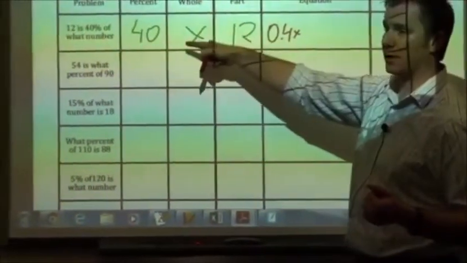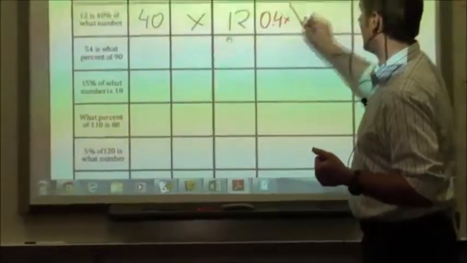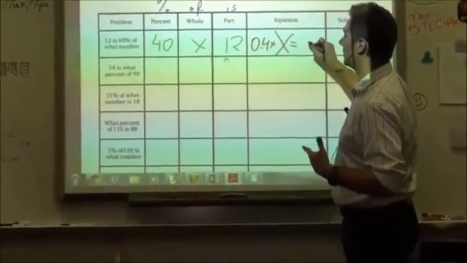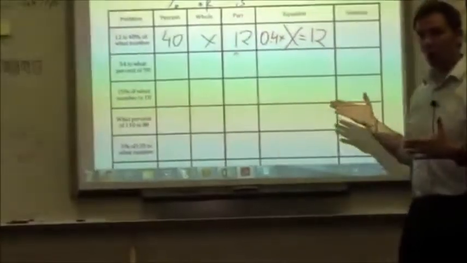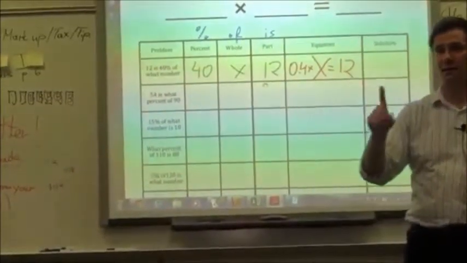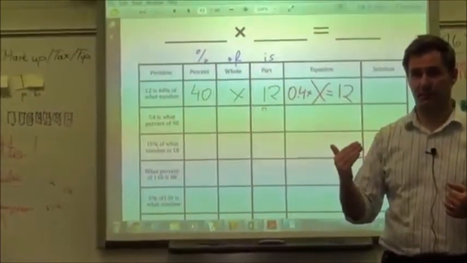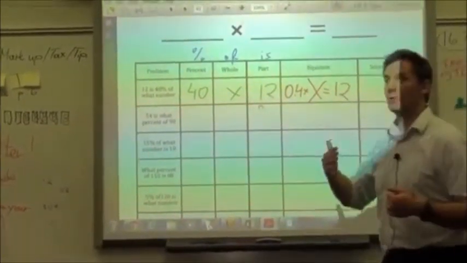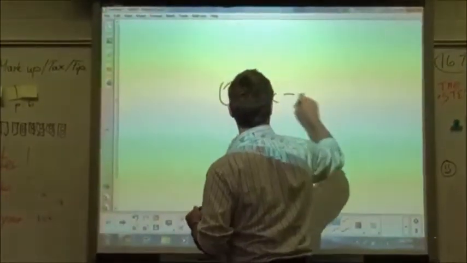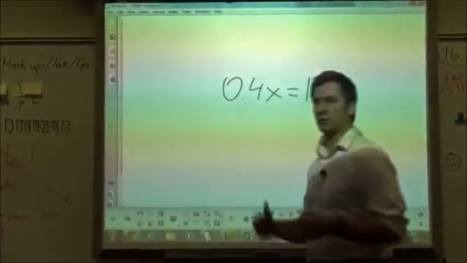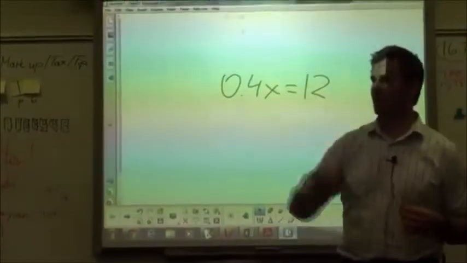Times whole. What do we have whole? X times x equals 12. Now, that is something called a one-step equation. One-step equation, we solve it. Let's go back here, and we have 0.4x equals 12. What do we have to do to solve this one-step equation?